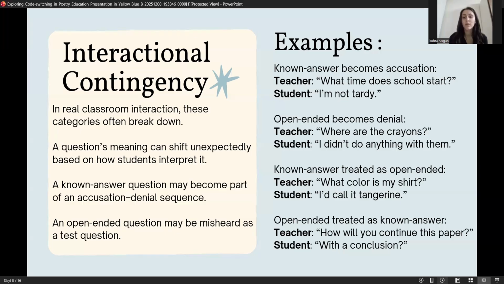And finally, open-ended treated as non-answer. Teacher asks, how will you continue this paper? And student responds with a conclusion.